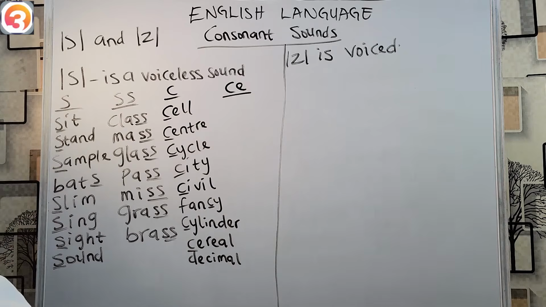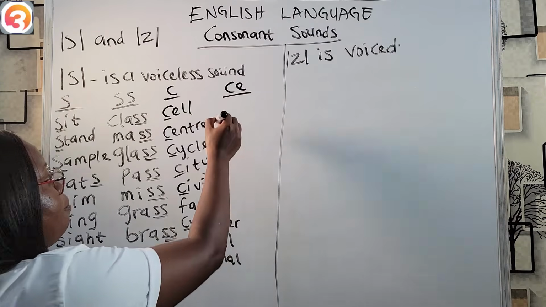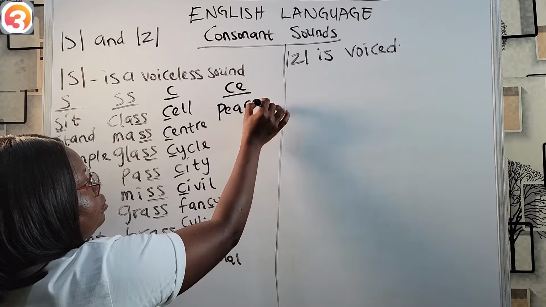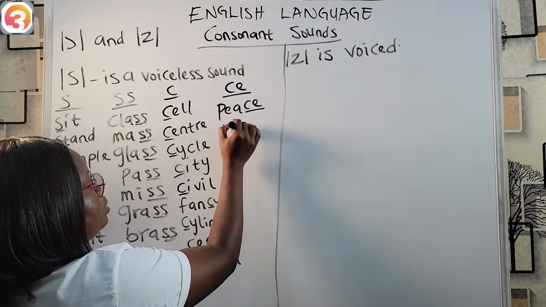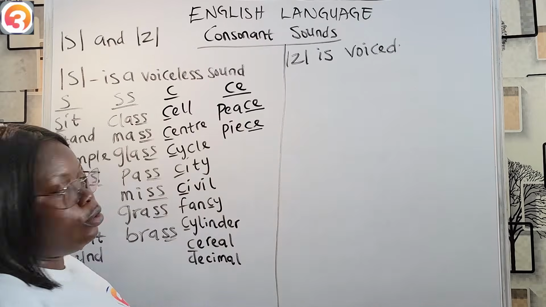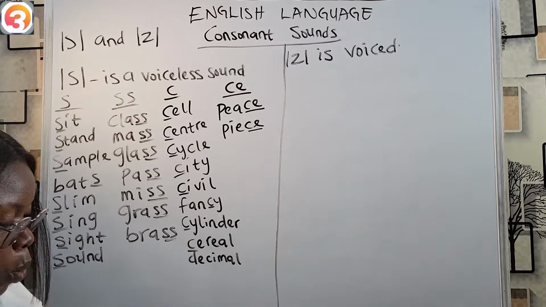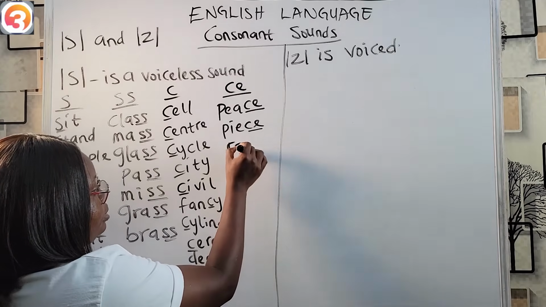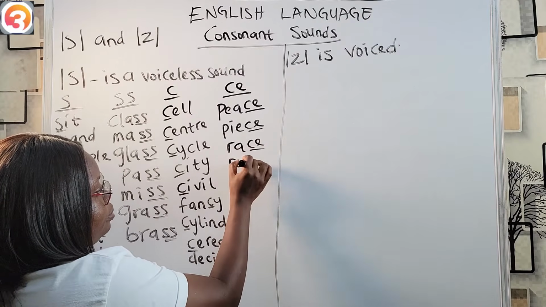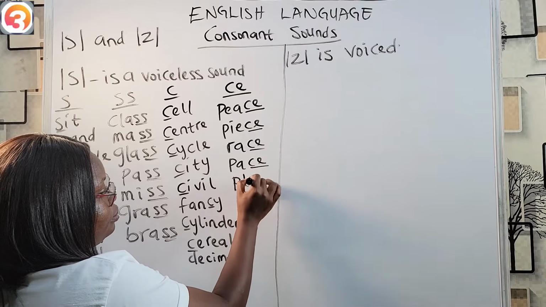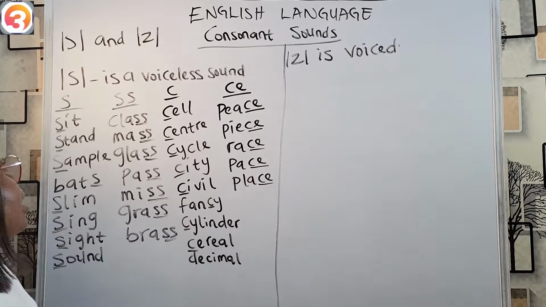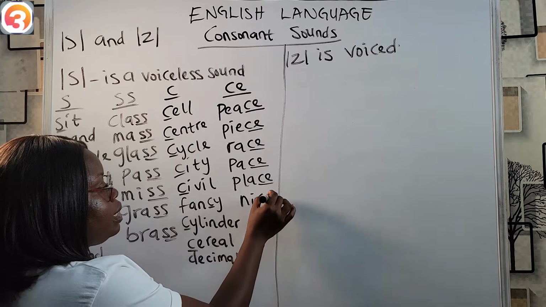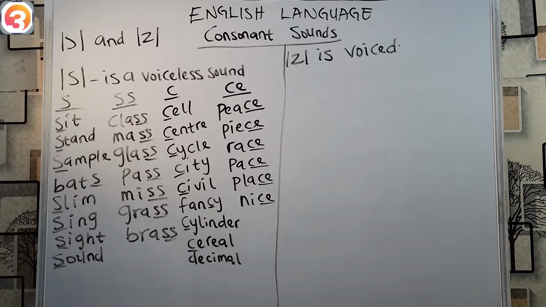Our consonant S can also be found in words containing CE. Apart from C, we also have CE, like peace. The CE there also contains S. We also have it in words like race, pace, place. Words like this, the CE at the end contains S. Just add nice. This sound can also be found in words containing X.